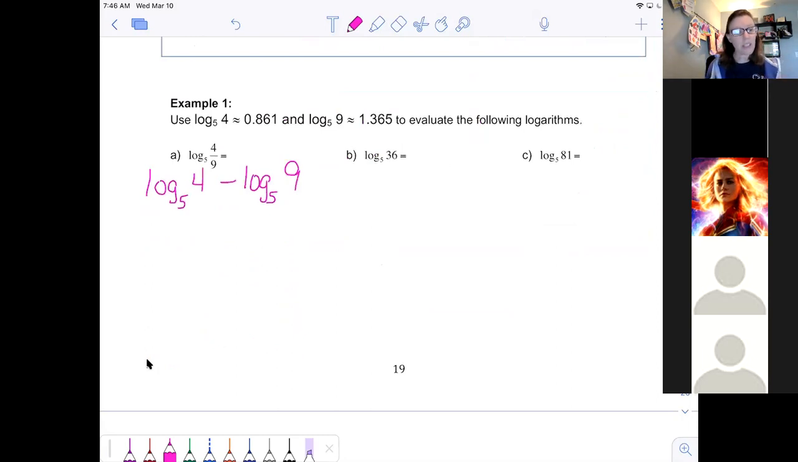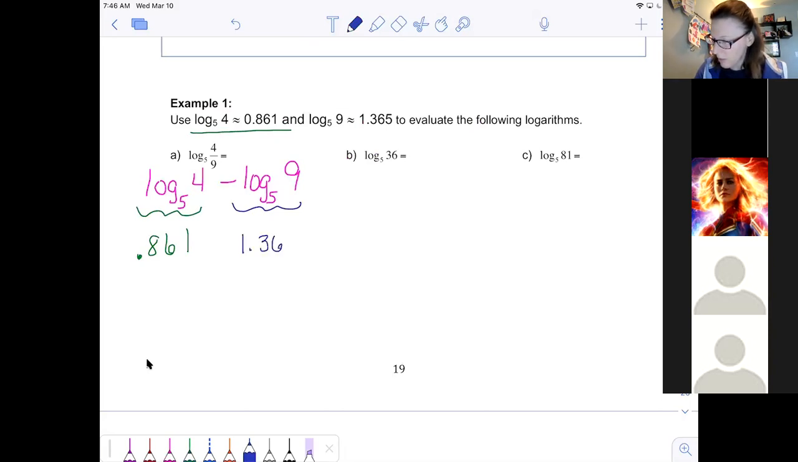So now that I have these two separate logs, we know that the log base 5 of 4 is 0.861. So we're going to replace it with 0.861. So this is kind of the way of getting around using your calculator. We also know that the log base 5 of 9 is 1.365. So to evaluate this, we just need to subtract those two numbers.